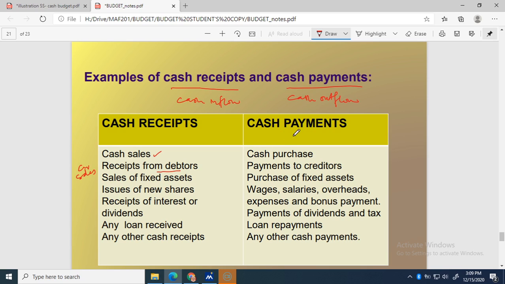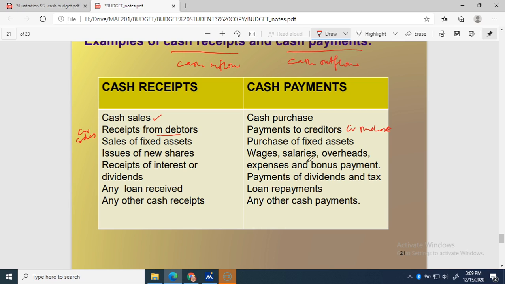An example of cash payments is cash purchase. When you purchase the store or the stock, the material, and you pay by cash, that is cash outflow. If you have credit purchase, it is not at the time of purchase, but at the time you pay your creditors, that will be cash payments, cash outflow. Purchase of fixed assets, wages paid, salaries paid, overhead paid, all expenses that you pay, and also bonus payment to your employees, payments of dividends and tax, loan repayment at the time you pay your installment, or any other cash payment. These are the examples of cash payments.